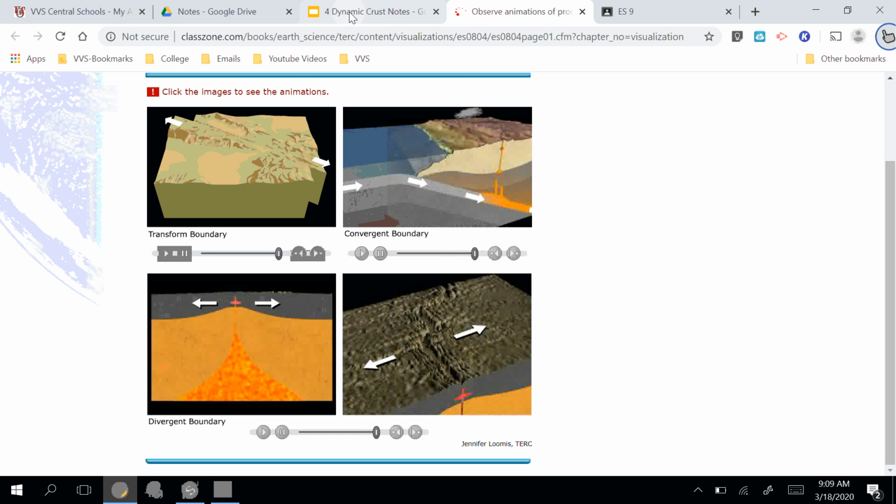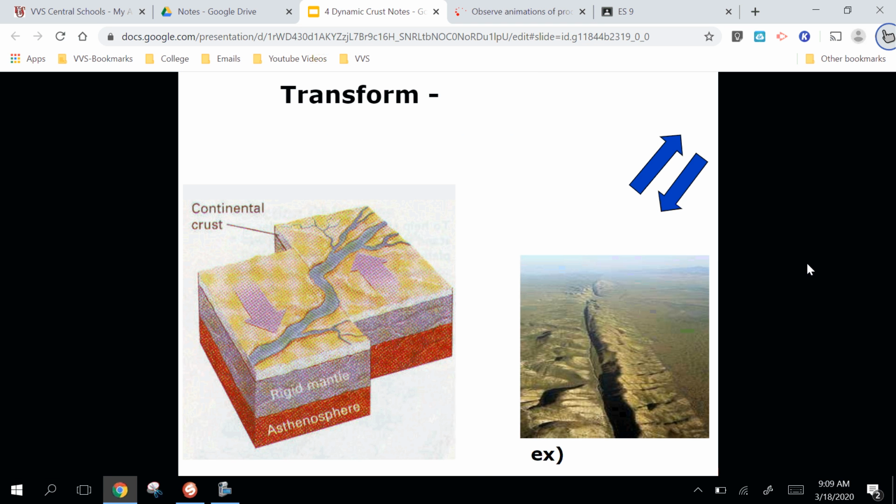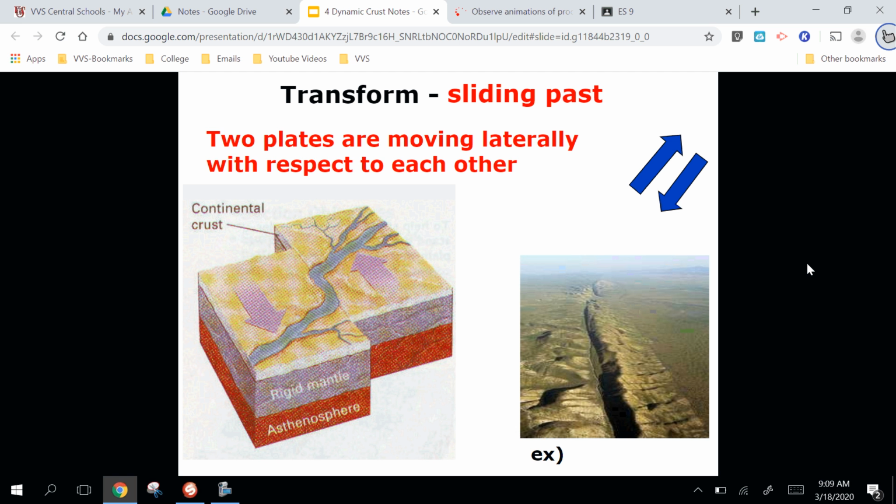Okay? All right, so here, take a look at those three boundaries real quick. Transform boundary, they slide past each other, right? They're moving laterally. Good example of that I've already talked about is the San Andreas Fault. Okay, there's a few of them, and I'll point out a few when we get to that point.